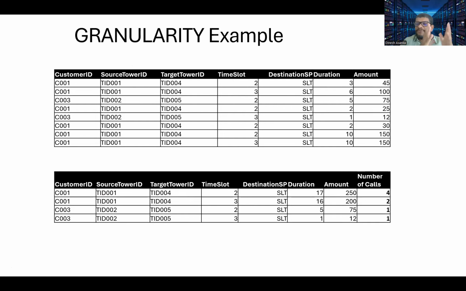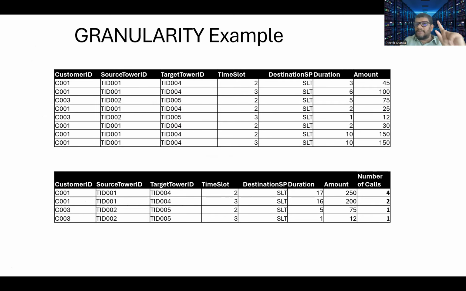So this is a real world case which we did around 10 to 15 years ago, or even more than that. When we looked at this, we realized there were 26 million records per month for this level of data. But we realized that for the first 5 parameters, customer ID, source tower, target tower, time slot, and the destination tower, if we aggregate that, we can reduce it to something around 18 or 20 million records. So you are reducing about 5 million records per month.